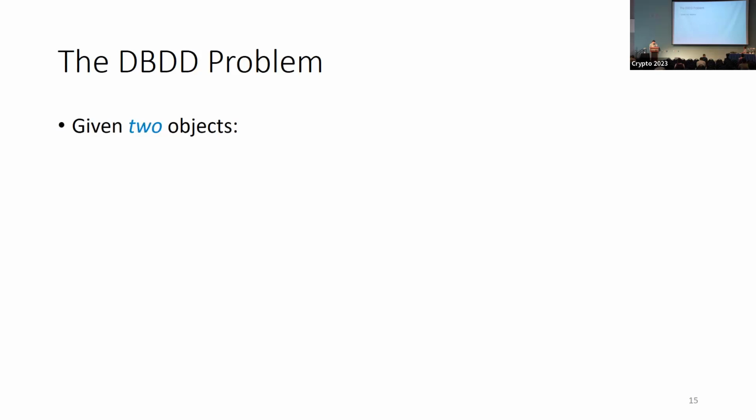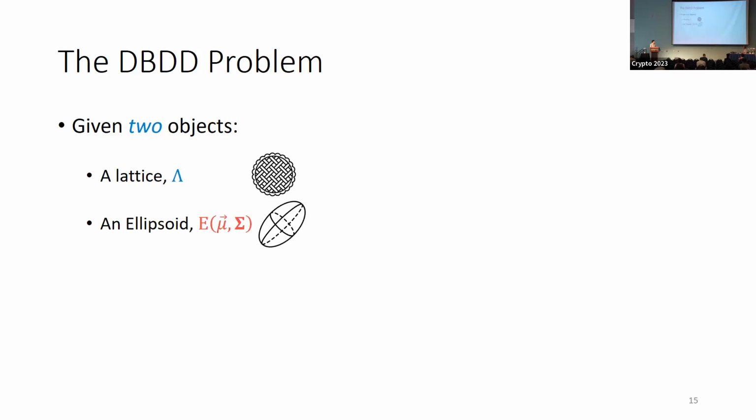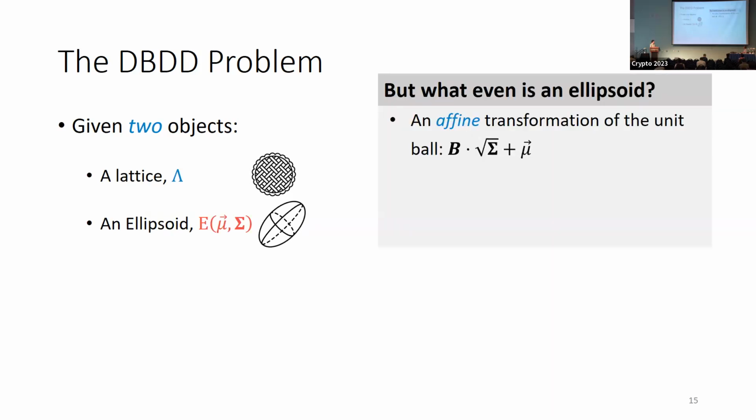So what is the DBDD problem? You're given two objects, a lattice and an ellipsoid. An ellipsoid itself is an affine transformation of the unit ball, or a particular set of points. This set of points is quite a useful metric, because you can use it as a test for whether a point is inside or outside your ellipsoid. It's a distorted Euclidean norm when you look at it in this quadratic form. There are some experiments that we show later that make use of this, and I just wanted to point that out.